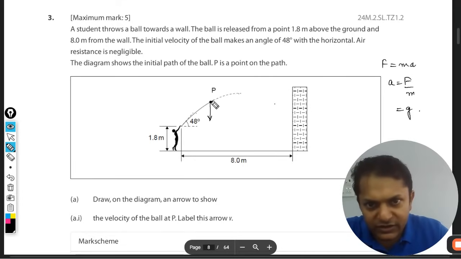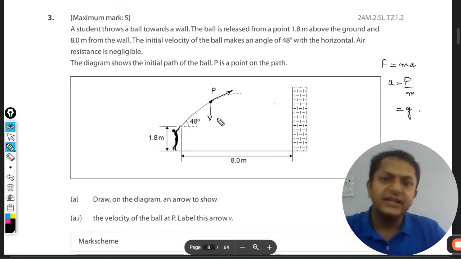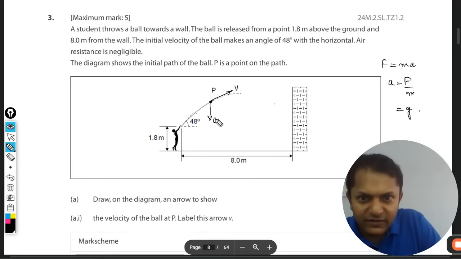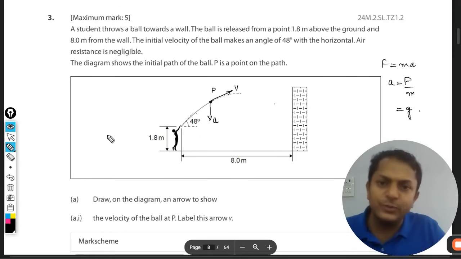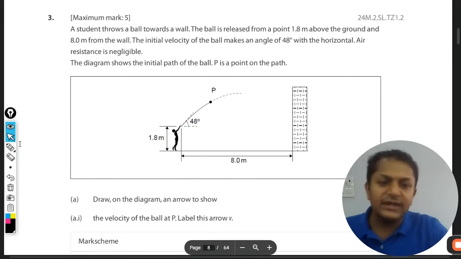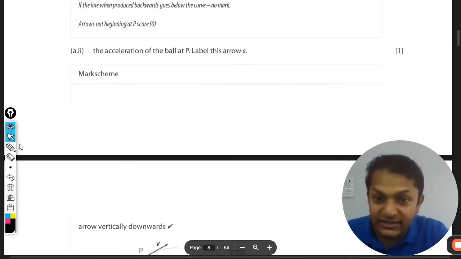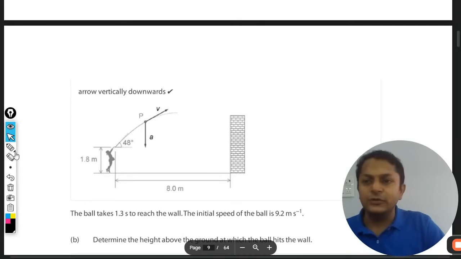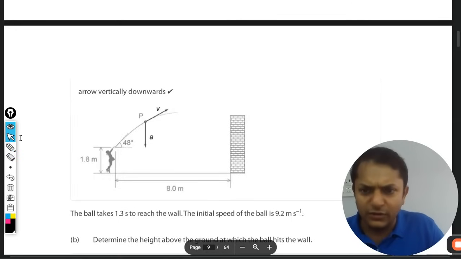And what will be the velocity? The velocity will always be the tangent to the trajectory at any point. So here we write V, here we write A. That's it. This should be the answer. We have the mark scheme, and let us see the answer given by IB itself. So yes, exactly, this is the answer. This is how they have shown. Of course, it is obvious.